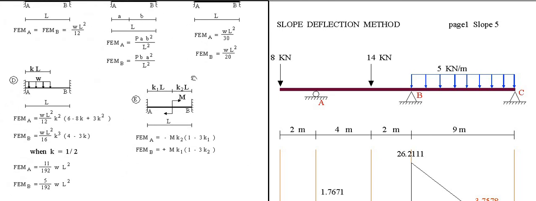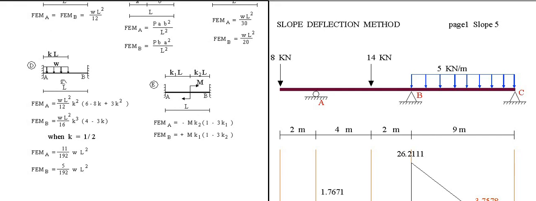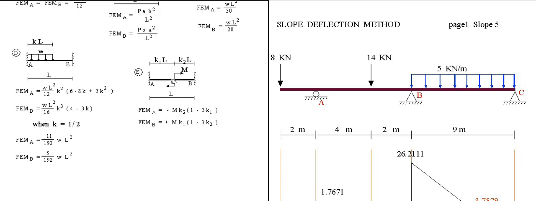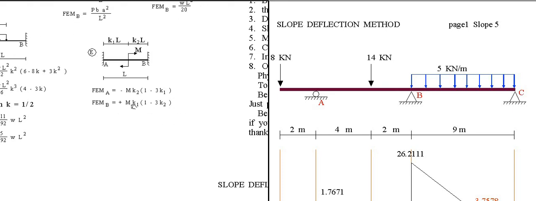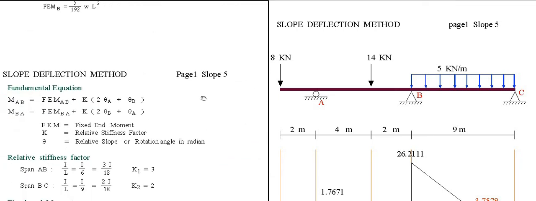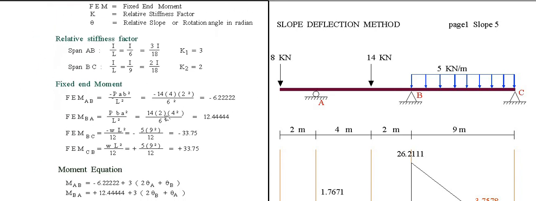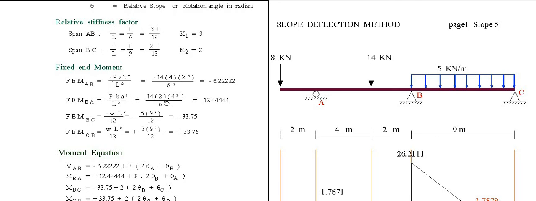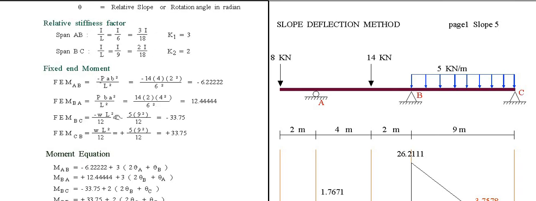Okay, now this partially filled uniform load, we have this formula. For the meantime, we will not use this. Also with the fixed end moment for a couple, we have this formula. Okay. Next we have this, the solving for numerical value for fixed end moment AB.